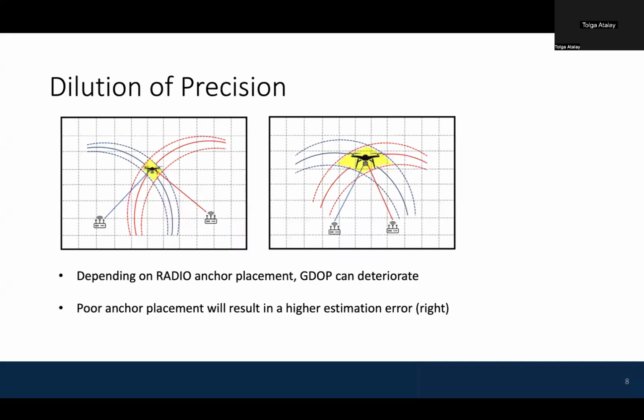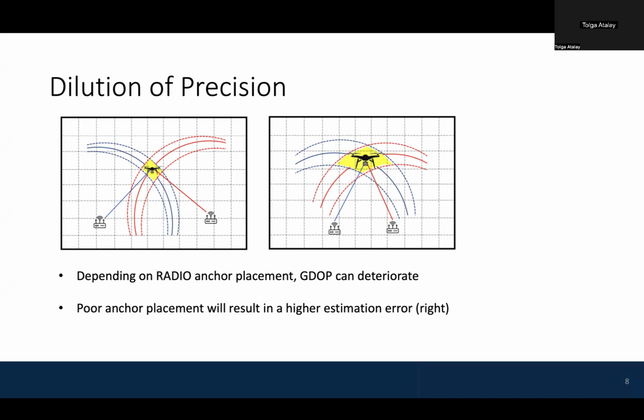And one other important piece of background information about localization is the dilution of precision, or the geometric dilution of precision. The GDOP is essentially the error in localization accuracy that results from poor anchor placement. And by anchor, I mean Wi-Fi, basically any kind of transmission reception point.